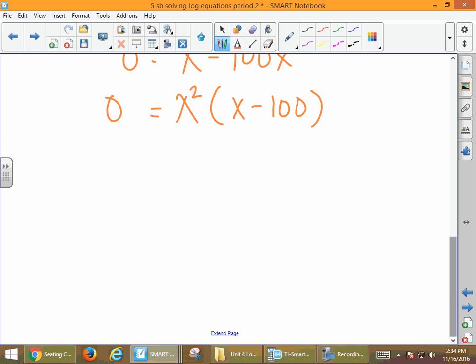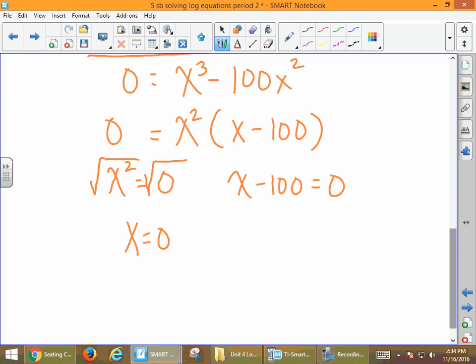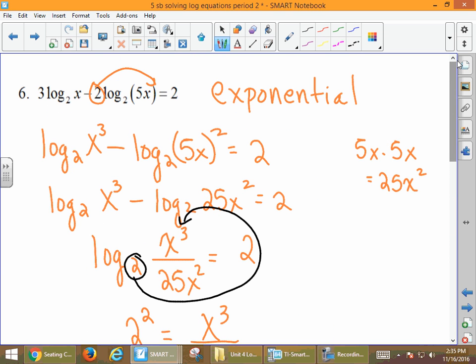So when we solve this, we've got x squared equals 0 and x minus 100 equals 0. Well, when we take the square root of both sides, we still get x equals 0. And over here, when we add 100 to both sides, we get x equals 100. And we need to check for extraneous solutions after we get those values. So we go back to the original equation and the value that we're looking at.